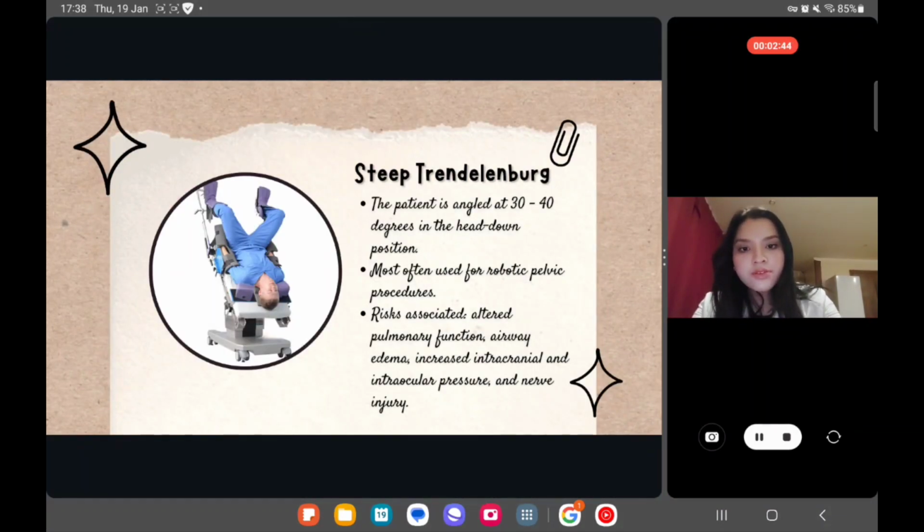This is another version of the Trendelenburg position, which is the steep Trendelenburg, in which the patient is angled at around 30 to 40 degrees in the head down position. Most often, this position is used for robotic pelvic procedures, and there are some risks associated with such position, for example, altered pulmonary function, airway edema, increased intracranial and intraocular pressure, and also nerve injury.